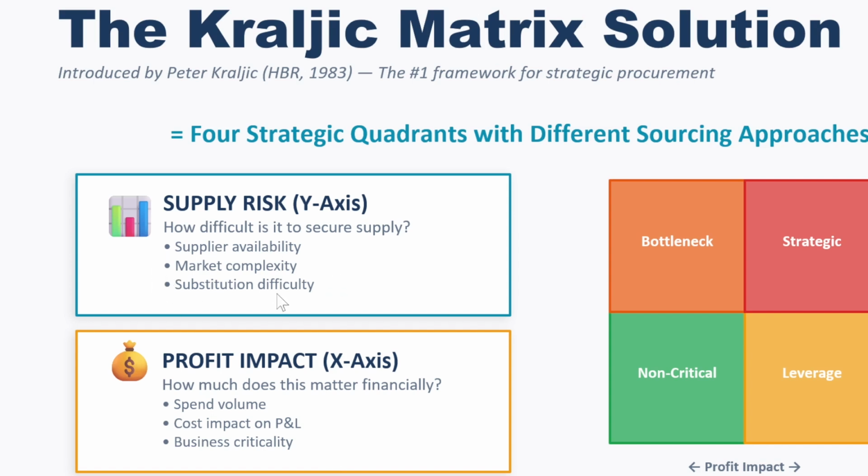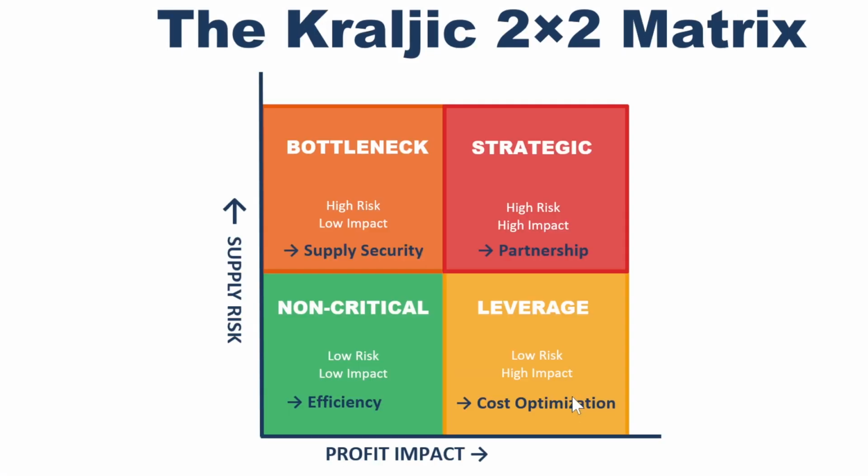After taking these factors into consideration, you create a 2x2 matrix with four quadrants. One is the bottleneck, which is high risk and low impact; you need to secure supply here. The strategic one has high risk and high impact; you need to build partnership here. There are some non-critical procurements which are low risk and low impact; you just build some efficiency there. And then the leverage, where you have low risk but high impact, and you can do certain cost optimization. We will talk about each of these in detail going further.